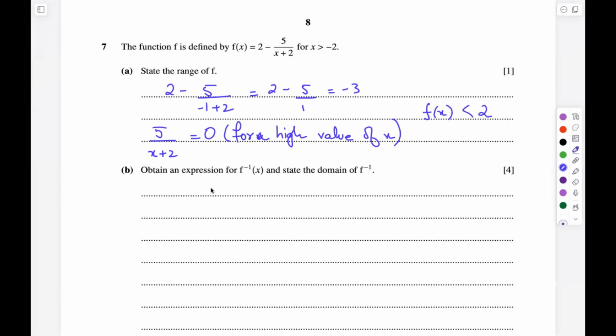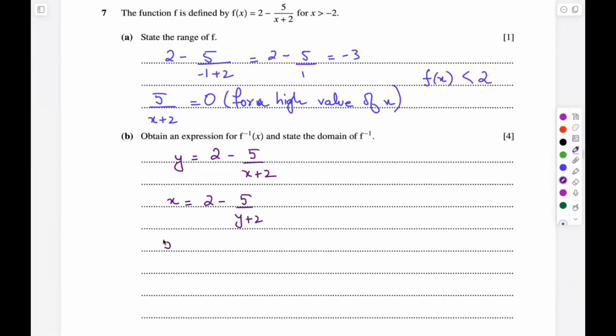In part B, we have to obtain an expression for f inverse of x and state the domain of f inverse. Now to find an expression for f inverse, we'll first write y in place of f of x. So this will be y equals 2 minus 5 upon x plus 2. Now exchanging the values of x and y, this will become x equals 2 minus 5 upon y plus 2. So taking 5 upon y plus 2 on the left hand side and x on the right hand side, this will become 5 upon y plus 2 equals 2 minus x.